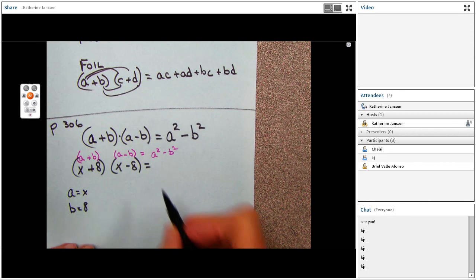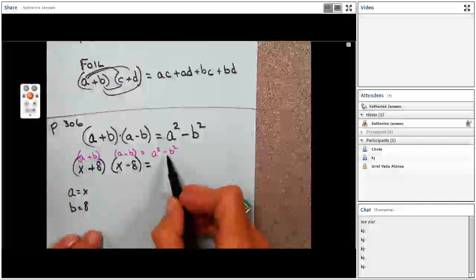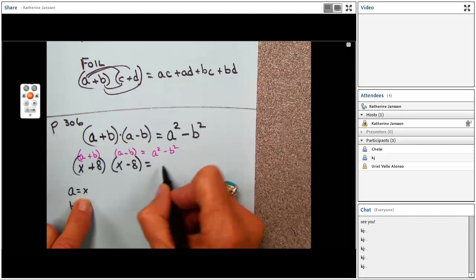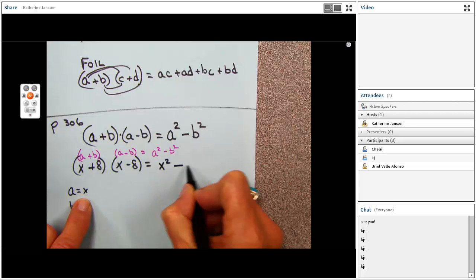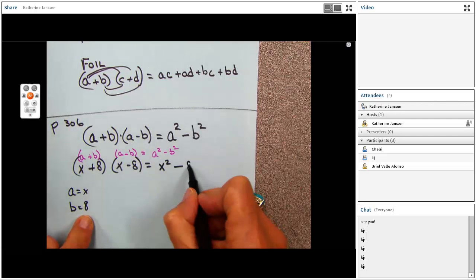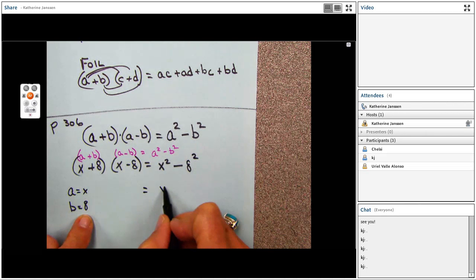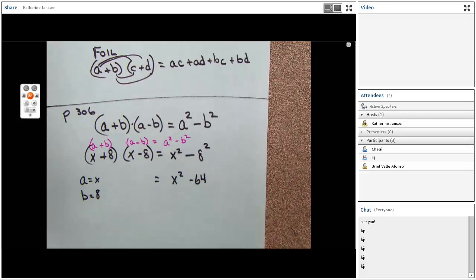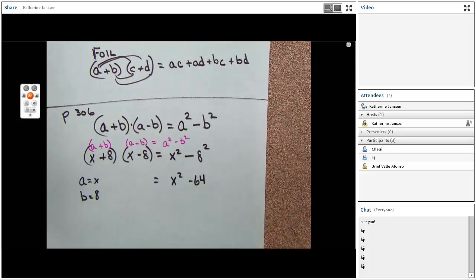So now I can just transfer that to my recipe's answer. A in this particular case is x, but I need to square it, minus B in this particular problem is 8, but I need to square it. So I have x squared minus 64. Now that's using the form pattern.